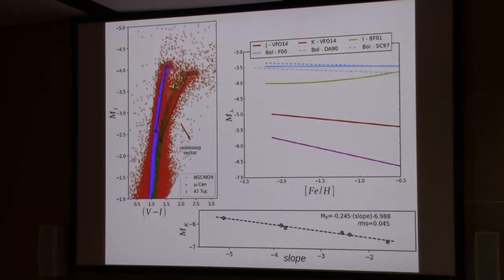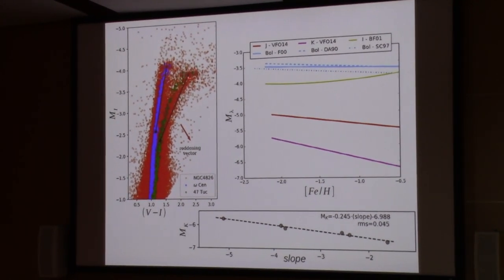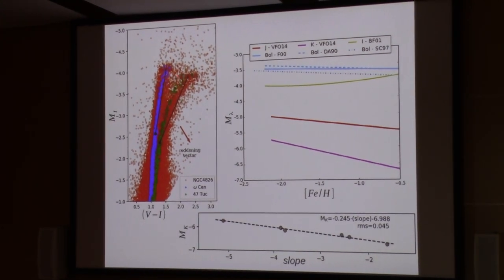However, this method actually depends strongly on metallicity. So in this plot on the left, we may see the blue and green. These are two different globular clusters. The green one, 47 Tucanae, is more metal-rich. And we may see that the slope of that red giant branch differs very much from the slope of the blue globular cluster, Omega Centauri. And also the value of the tip depends on metallicity.